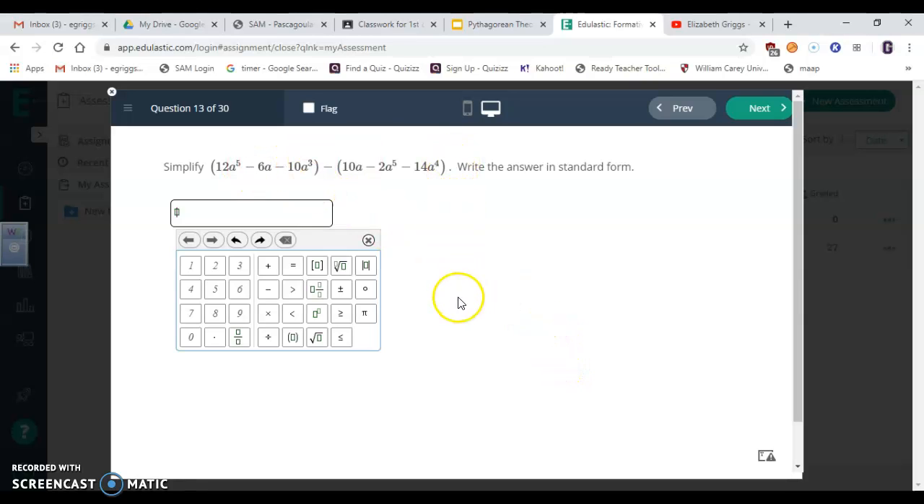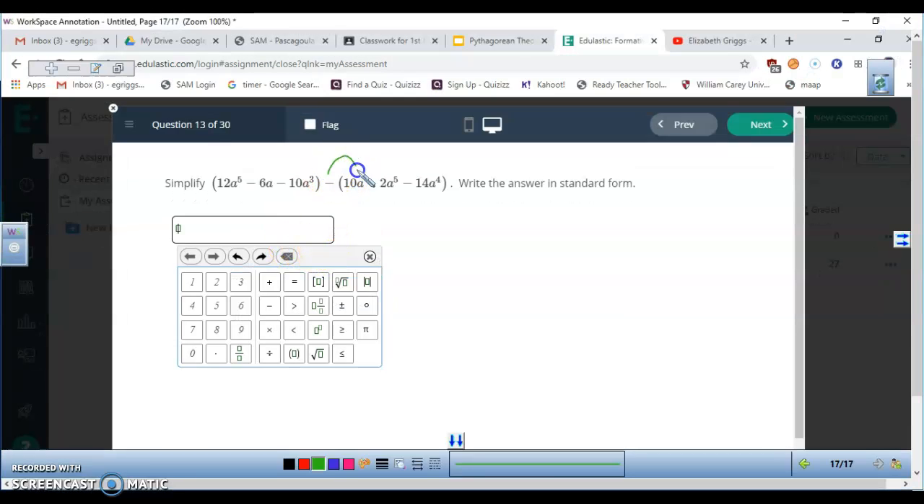Okay, so let's say I'm working this problem. Simplify. They give me a trinomial, and then they're subtracting another trinomial. So I'm going to go ahead and solve this. I'm going to distribute my negative. That gives me negative 10a plus 2a to the 5th plus 14a to the 4th. They tell me to write my answer in standard form, so when I combine like terms, I'm going to go ahead and do that in standard form.